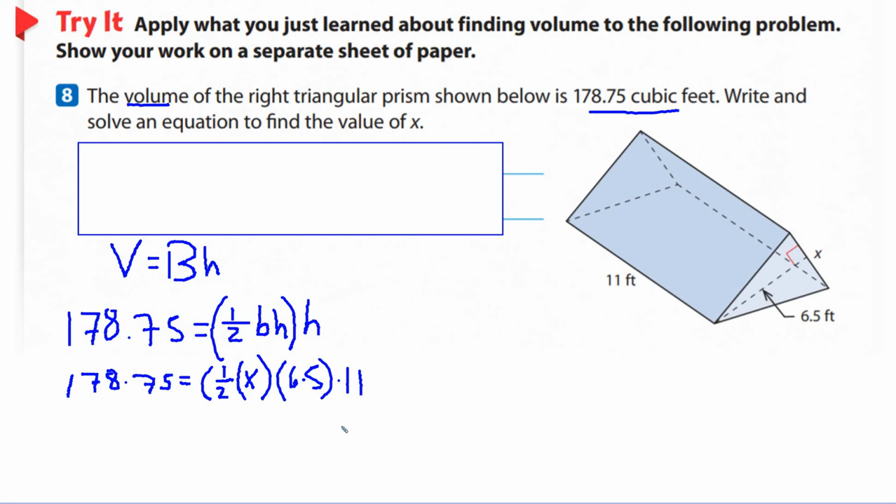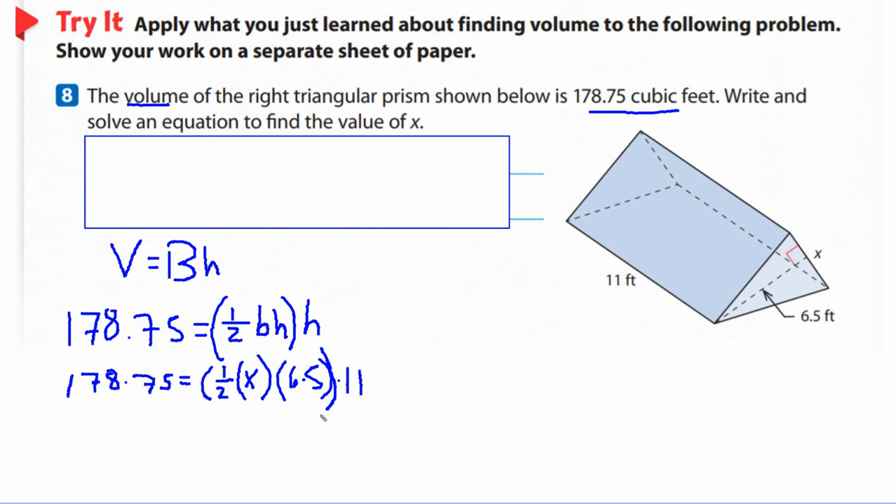So this is now an equation. We know how to solve an equation, either with flowcharts or the traditional way. So first let's simplify this expression. Close up the parentheses, right? And then let's find the value of x. So 1/2 times 6.5 times 11 will give us 35.75 x, because we're still looking for x.